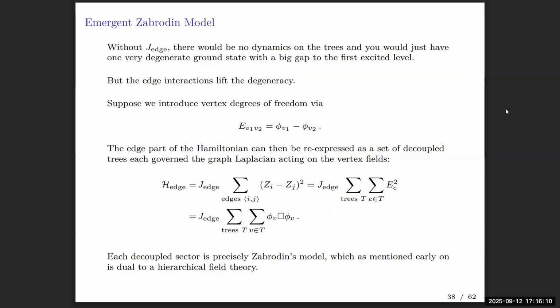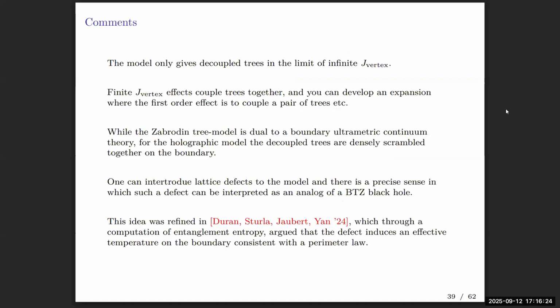So what you get now is, in the end, the model decouples and gives you an infinite set, if you take the hyperbolic tessellation all the way, of independent decoupled trees, each of which is described by this subroutine model that I talked about. That was kind of this AdS/CFT toy model from the late 80s.